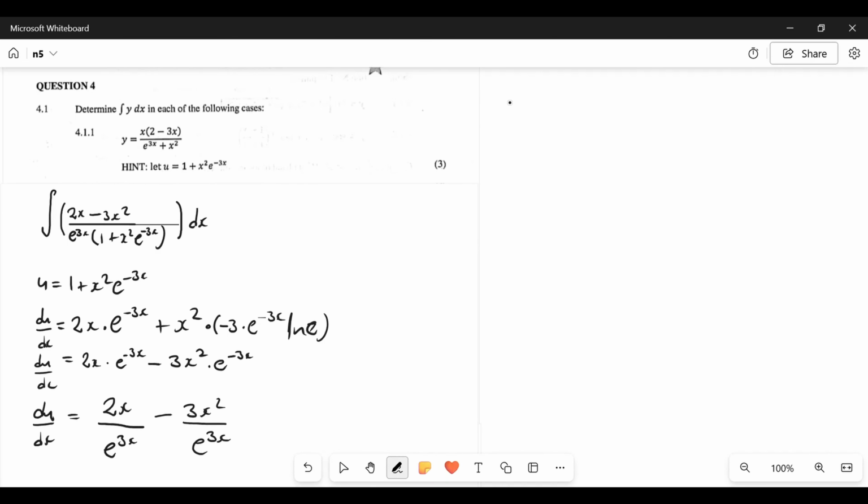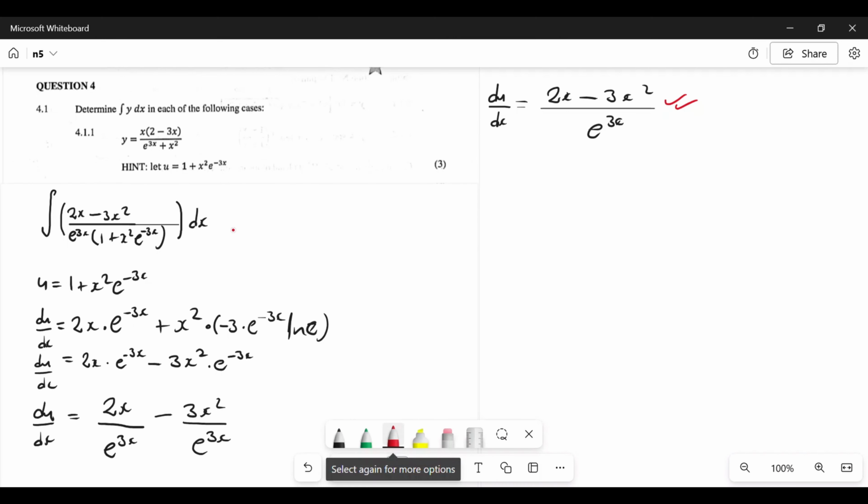Let me continue here at the top. We have du over dx, right? Now, if you look at our denominator, it is the same: we have e to the power of 3x for both terms here. So we can say all this is divided by e to the power of 3x, and on the numerator we have 2x minus 3x squared. There we go. If you pay attention to this whole thing, you will see that in our formula we actually do have that derivative there: 2x minus 3x squared divided by e to the power of 3x.